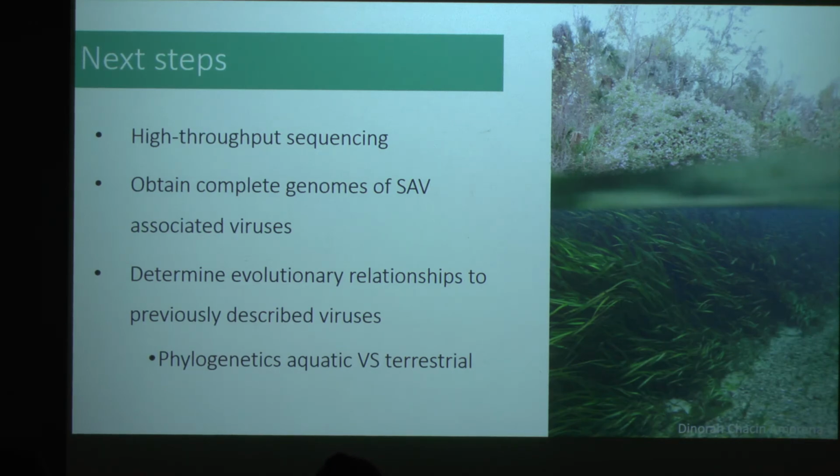Which brings us to the next steps in this project, which I will be working on this year. Instead of doing SISPA, we're going to use a broader and faster approach, high throughput sequencing. So instead of analyzing 5 sequences at a time, I'm going to analyze 5 million at a time. We want to obtain the complete genomes and hopefully in the future do some phylogenetics work to compare the viruses infecting terrestrial plants and aquatic plants.